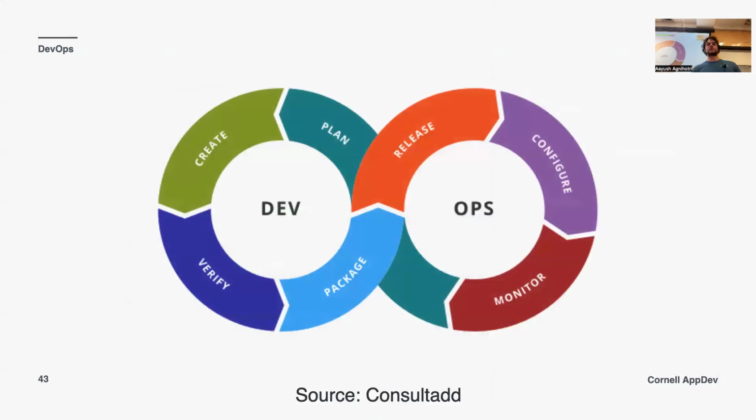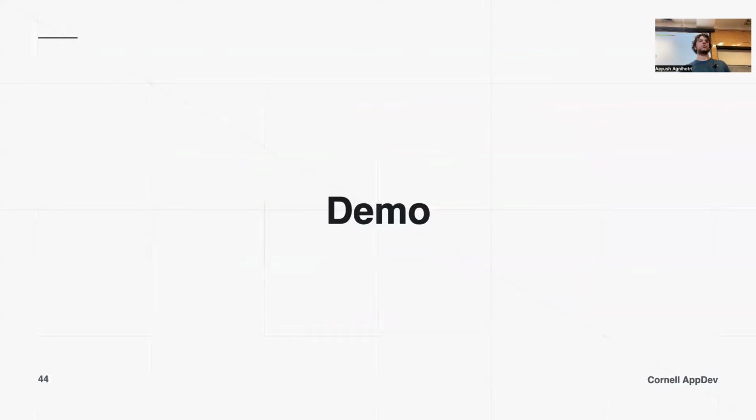These are the different stages of DevOps. You don't really need to know them, but this is what DevOps is composed of: creating software, planning, packaging it, releasing it. And so we'll move on to the demo.